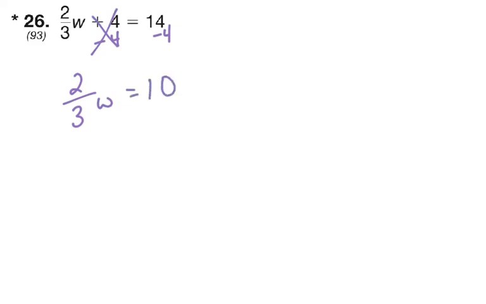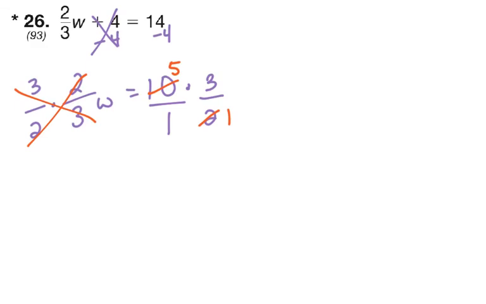Now, we don't want to divide by a fraction, so we're going to multiply by its reciprocal. We have to do the same thing to both sides, and that's going to cancel out right there. And then we're going to cancel here too. 2 divided by 2 is 1, and 10 divided by 2 is 5. So I end up with w equals 5 times 3, which is 15, is my final answer. Again, make sure you're showing me all your work. Don't skip it.